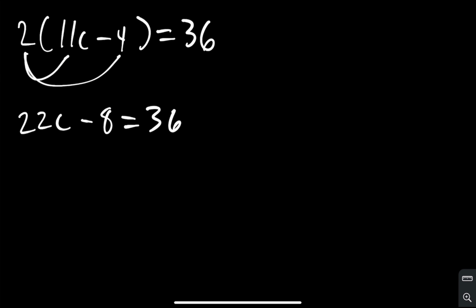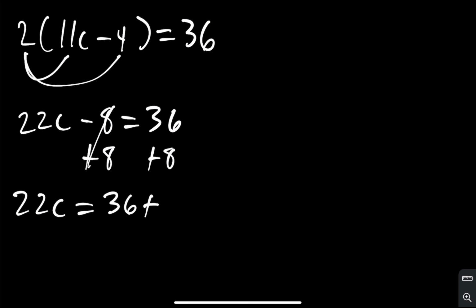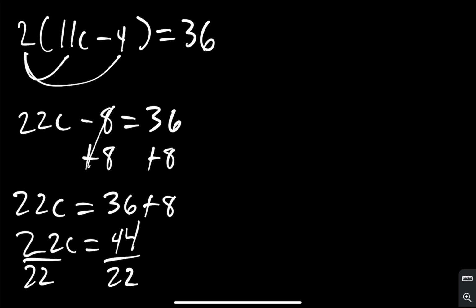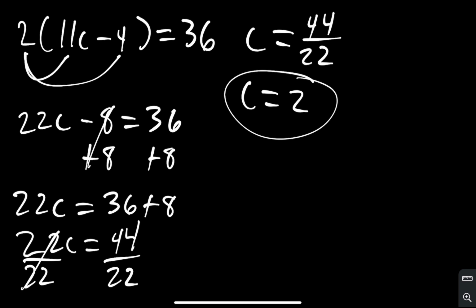So then we're going to add 8 to both sides because we want to get c by itself. So plus 8. This is going to give you 0. So it's going to be 22c equals 36 plus 8. 36 plus 8 is going to give you 44. So it's going to be 22c equals 44. And we need c by itself. And we have a 22 by c. So we're going to divide both sides by 22. 22 divided by 22 is going to give you 1. So it's going to be c equals 44 divided by 22. 44 divided by 22 is going to give you 2. So it's going to be c equals 2. So that's going to be your answer.